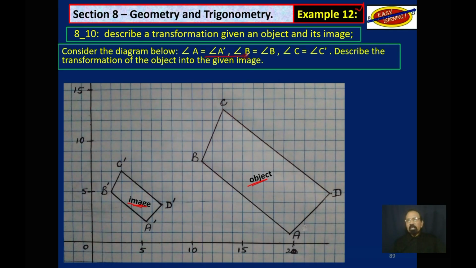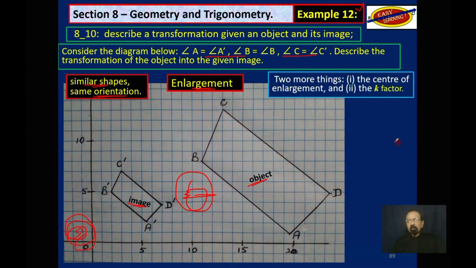So if you consider the data you are given here, we find that 3 angles are equal, which means that the 4th one is also equal, corresponding. So we have similar figures, similar shapes, same orientation, which means that the enlargement is not negative. If the enlargement were negative, then the center of enlargement would be somewhere here. Since the two shapes are in the same orientation, the center of enlargement would have to be somewhere on this side here. So it's enlargement.